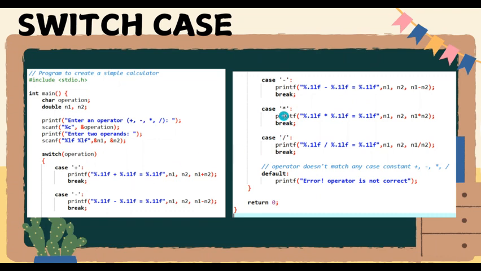If I take multiplication, it will print 2 multiplied by 3 and give the result as 6.